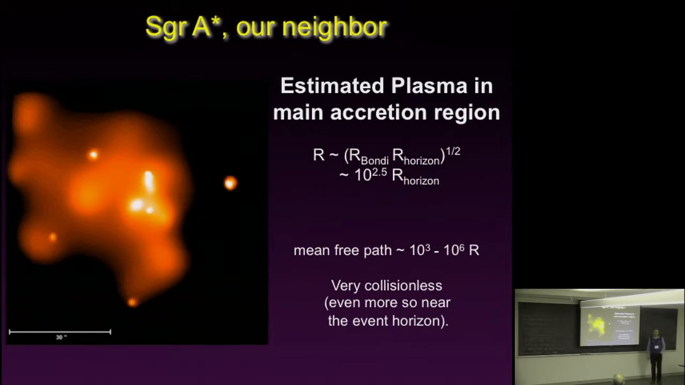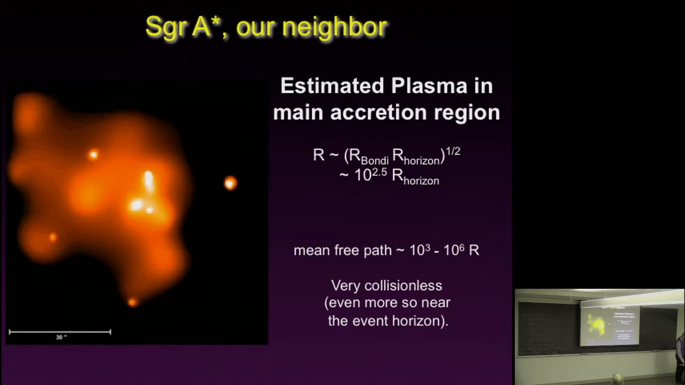Is this true at every angle? So the estimates here are true for the plane of the disk, which is the situation of the highest density. So we expect it to be even more true at higher latitudes where the density is smaller. So the mean free path does depend on density.